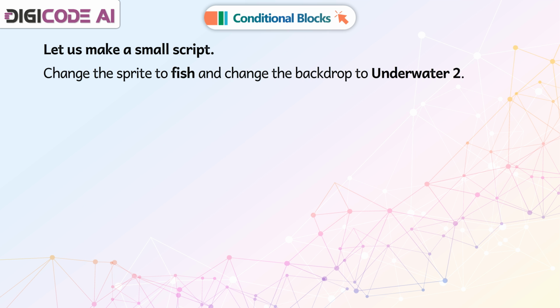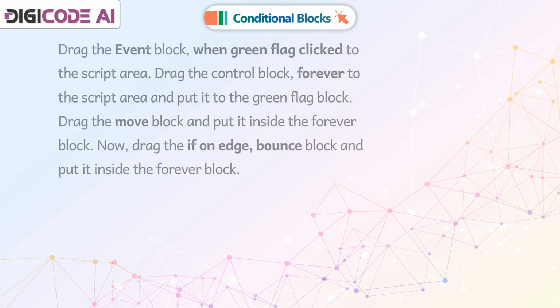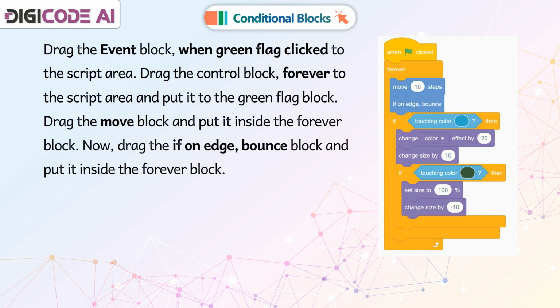Let us make a small script. Change the sprite to fish and change the backdrop to underwater too. Drag the event block when green flag clicked to the script area. Drag the control block forever to the script area and put it to the green flag block. Drag the move block and put it inside the forever block.